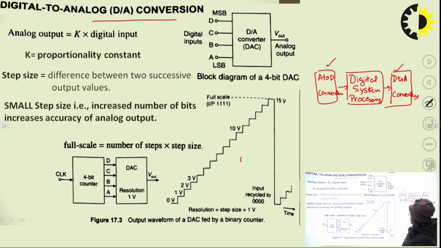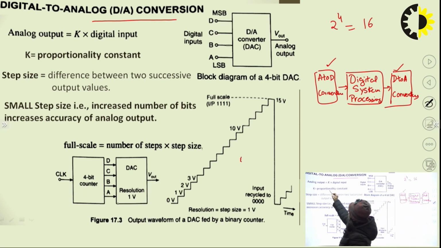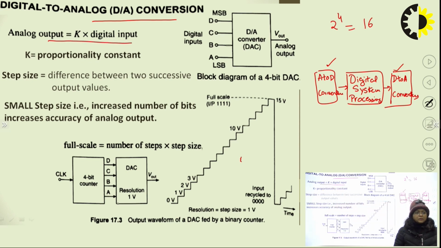If we consider a D to A converter with 4 digital inputs, then for 4-bit binary, the total number of levels is 2 to the power 4, that is 16. If we consider 4 digital inputs as D, C, B, A, with D as MSB and A as LSB, then this DA converter converts them into an analog output, such that the analog output is proportional to the digital input with K as proportionality constant.